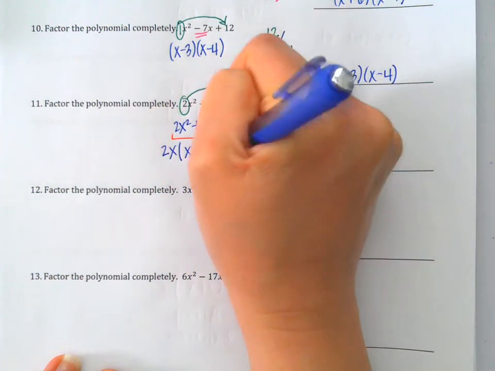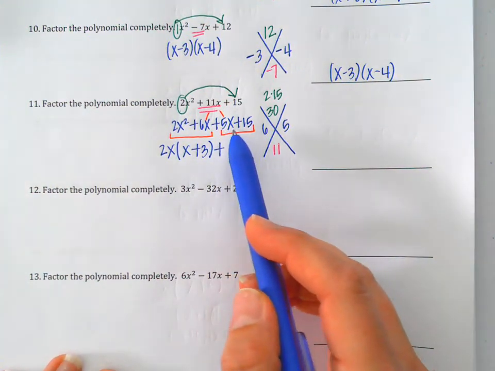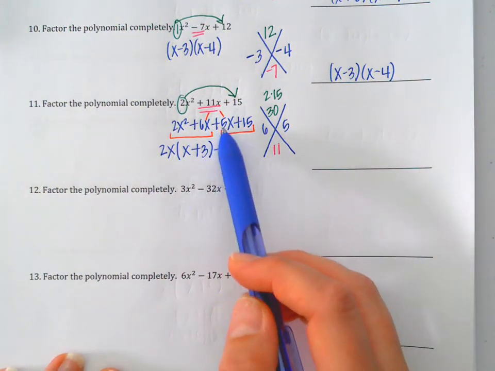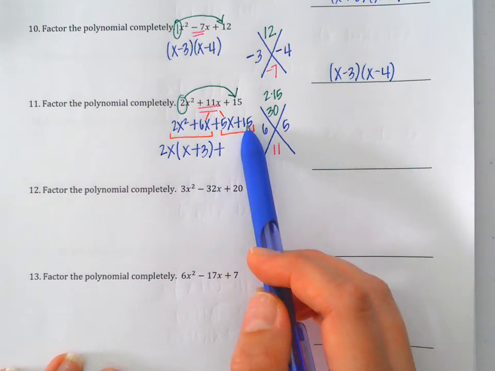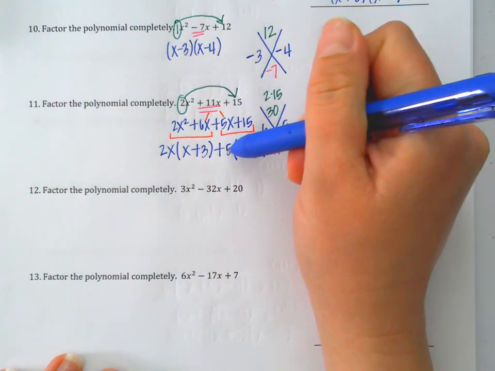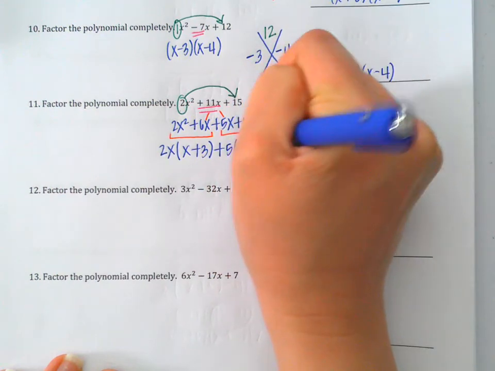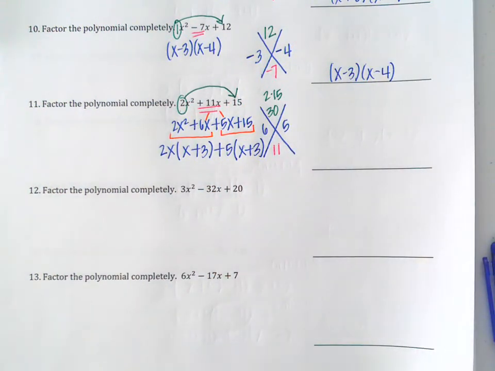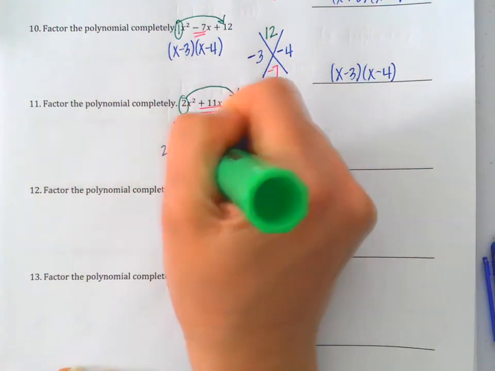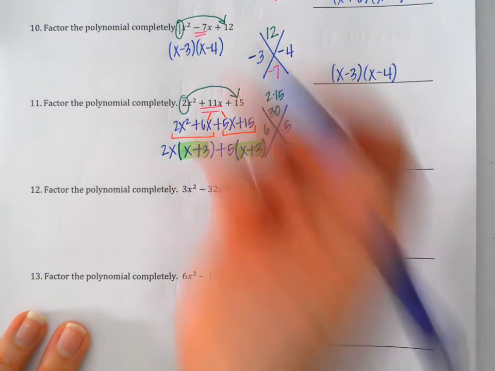I always bring down my middle sign. And I think, what number goes evenly into 5x and 15? I always look at the smaller number and think, does 5 go into 15? And it does, so I can factor out a 5. 5x divided by 5 is x, and 15 divided by 5 is 3. Are these the same? They have to be the same. If they are not the same, we've done something wrong and we've got to go back and check our work. They are the same, so we can write that as 1.